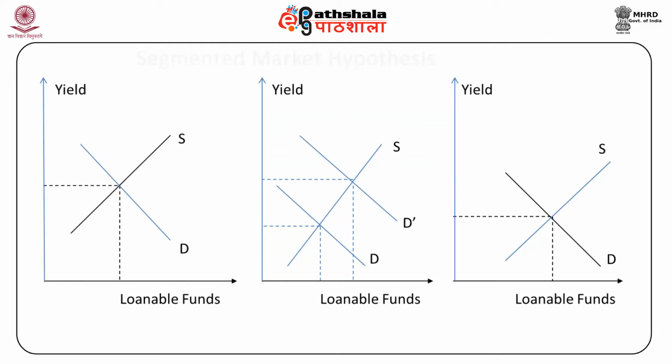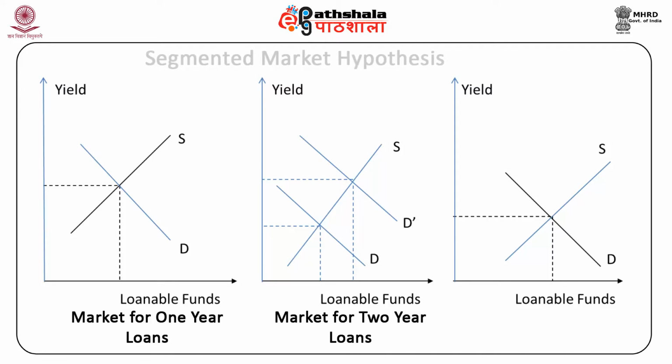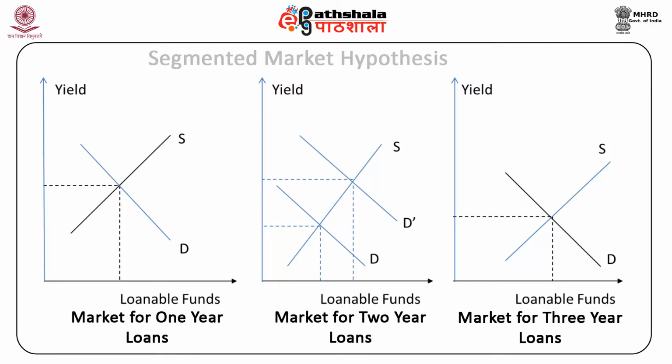In this, we can see that we have three possible scenarios. We have a market for 1-year loans, a market for 2-year loans, and a market for 3-year loans. And we have loanable funds on the x-axis, and yield on the y-axis in these diagrams. The figure shows the segmented markets for 1, 2, and 3-year loans. An increase in demand for 2-year bonds, raising the interest rate on the 2-year loan, affects neither the market for 1-year bonds nor the market for 3-year bonds.